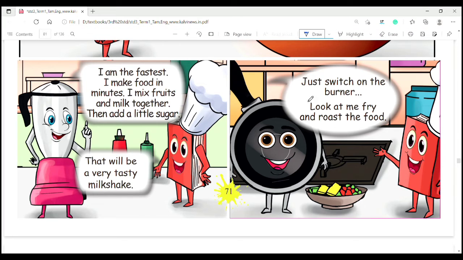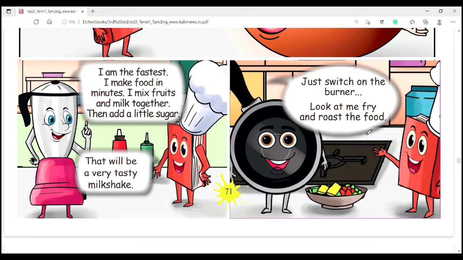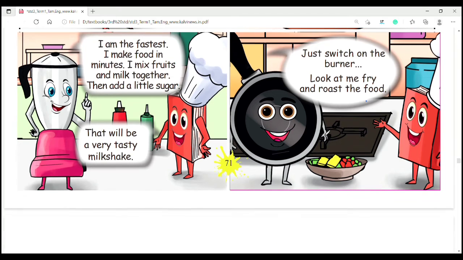Next, just switch on the burner. Look at me fry and roast the food. நீ என்ன பண்ணு, ஜஸ்ட் அந்த பர்னர் ஸ்டவ்வை மட்டும் ஆன் பண்ணிட்டு போயிடு, அப்புறம் நான் எப்படி ஃப்ரை பண்ணுறேன் ரோஸ்ட் பண்ணுறேன்னு மட்டும் பாரு என்று பேன் சொல்லுது. So who is talking to the recipe book now? It's a pan. Just switch on the burner, stove ஐ மட்டும் ஆன் பண்ணுங்க. Look at me fry and roast, நான் எப்படி வறுக்கிறேன் ரோஸ்ட் பண்ணுறேன் அப்படின்னு பாருங்கன்னு சொல்லுது.